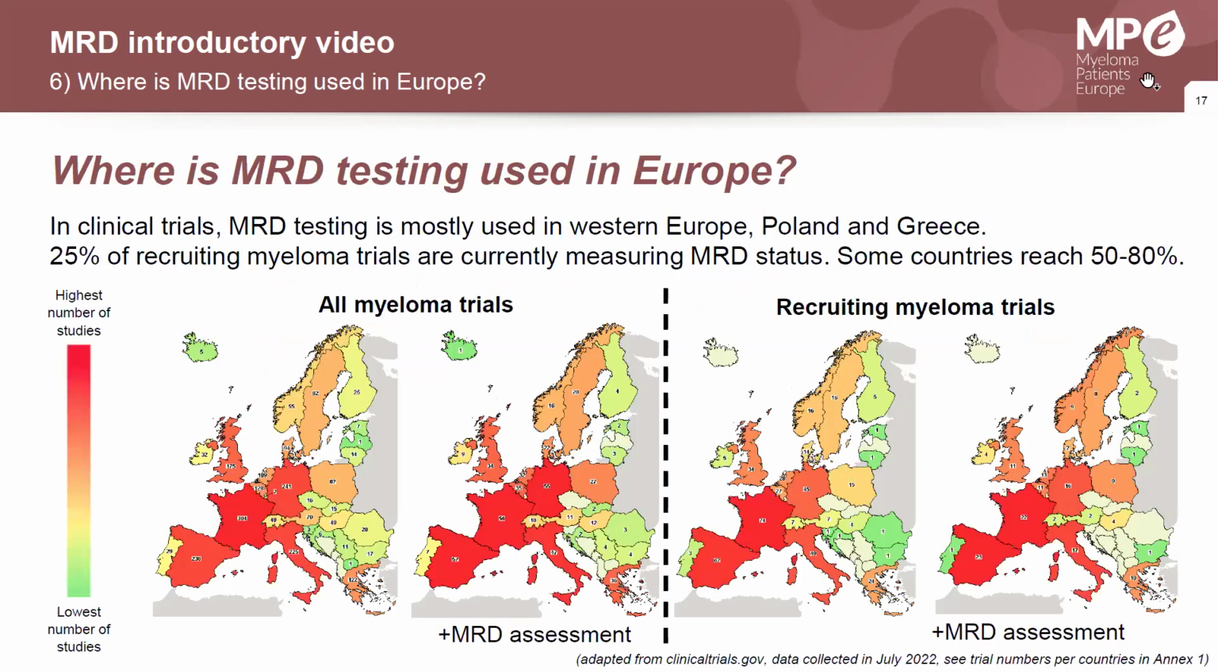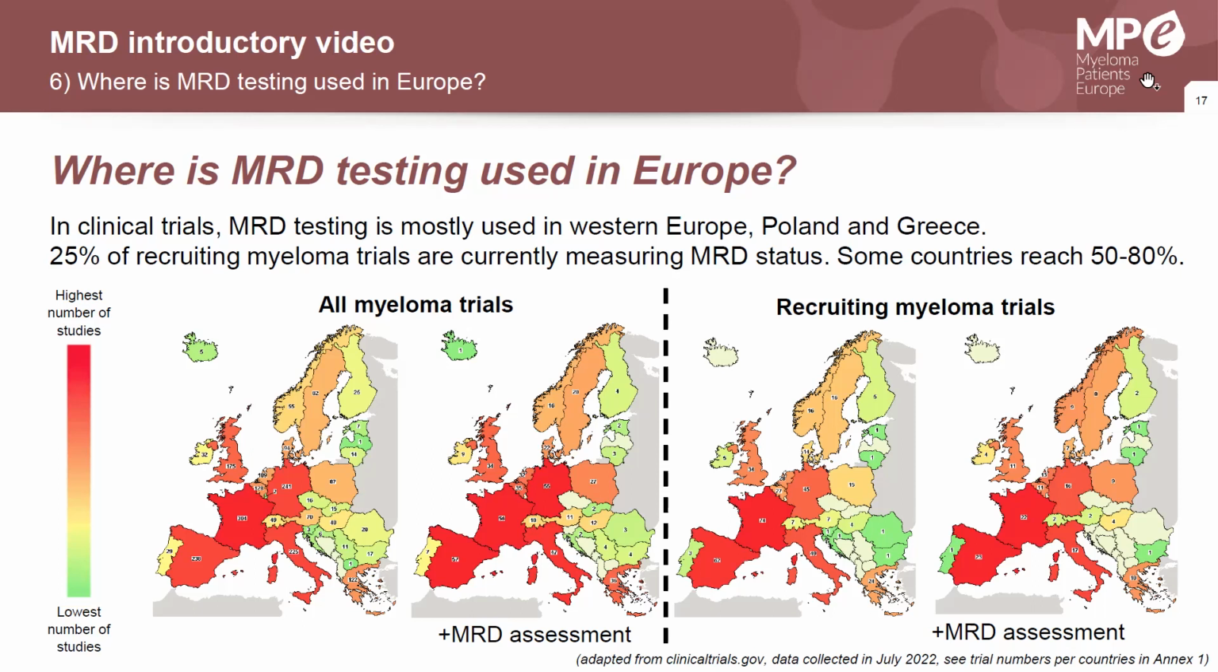So where is MRD testing used in Europe? In clinical trials, MRD testing is mostly used in Western Europe, Poland, and Greece, and these countries are also the ones with the highest number of myeloma trials in general, as you can see here on the first map of this first panel. And today, a quarter of the recruiting myeloma trials are measuring MRD status. You can see them on the second panel. Some countries even reach 50 to 80% of trials. If you're interested, you can find the number of myeloma trials evaluating MRD per country in Annex 1 of this presentation.